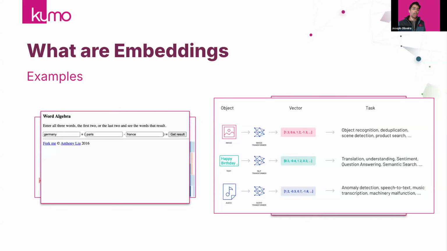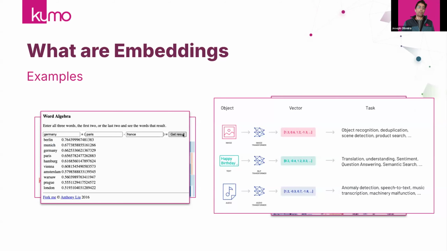So again, just to summarize, what are embeddings and some of the examples? We've seen the image embeddings, we've seen text embeddings, audio and video embeddings, and so on.